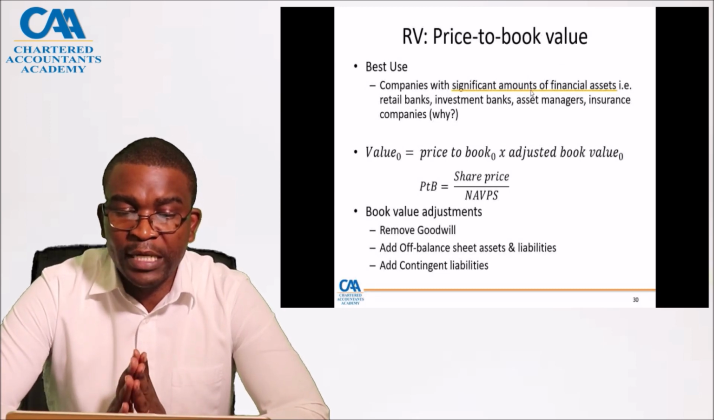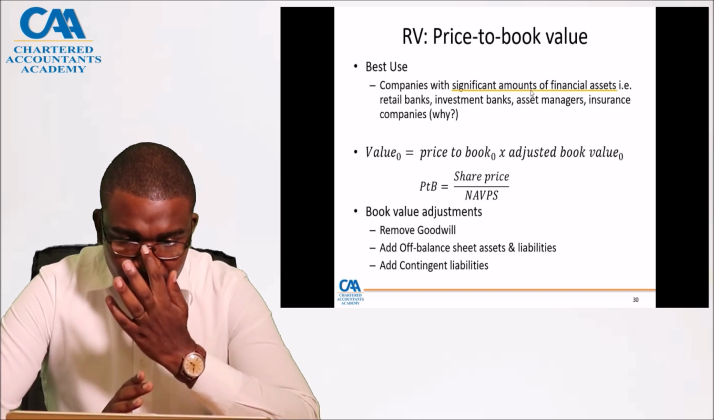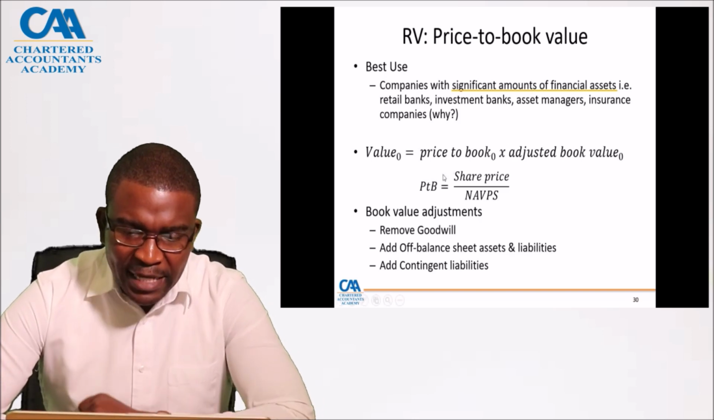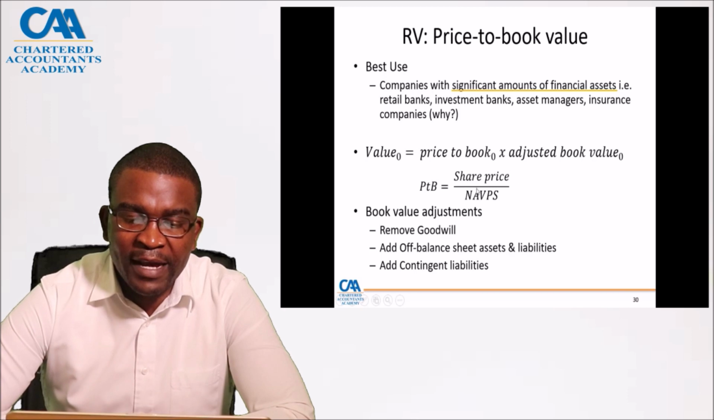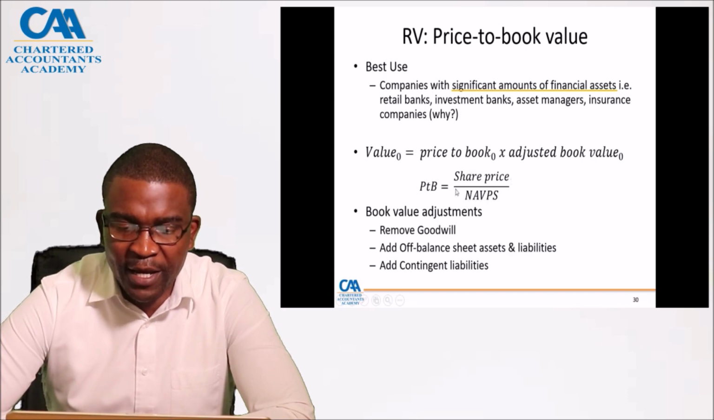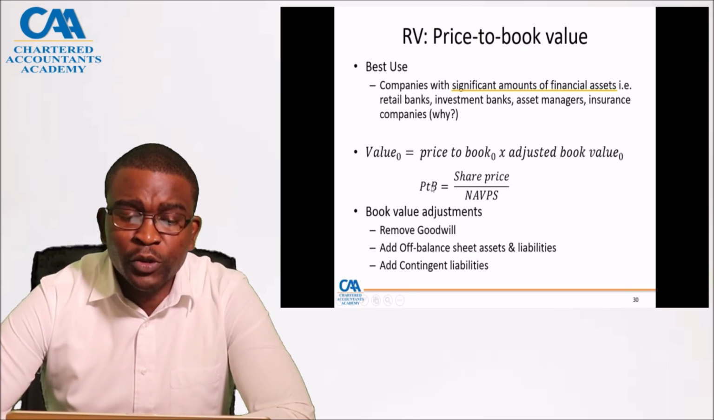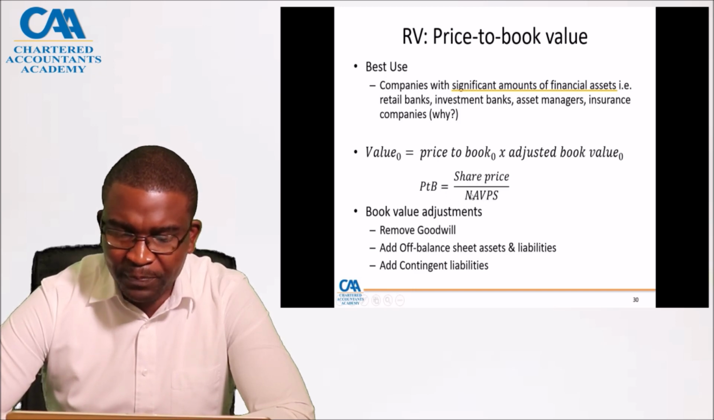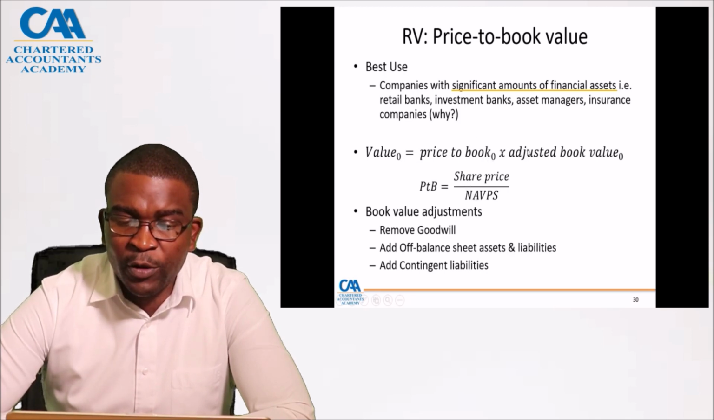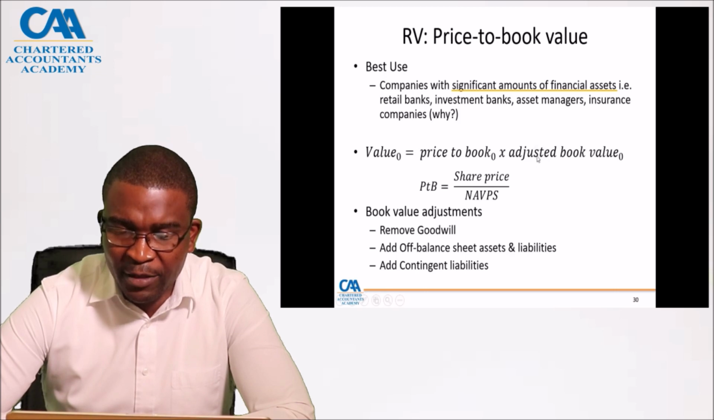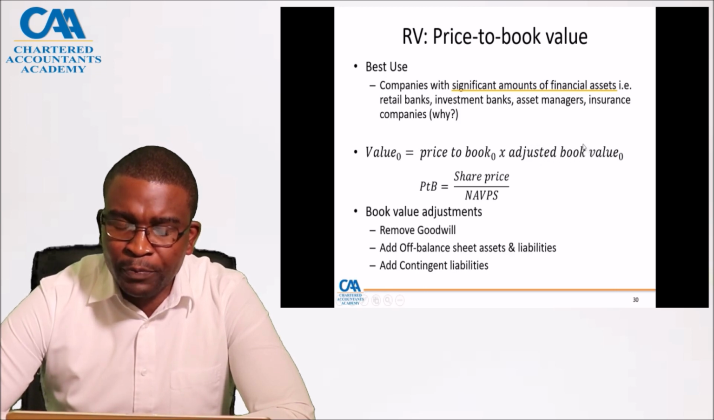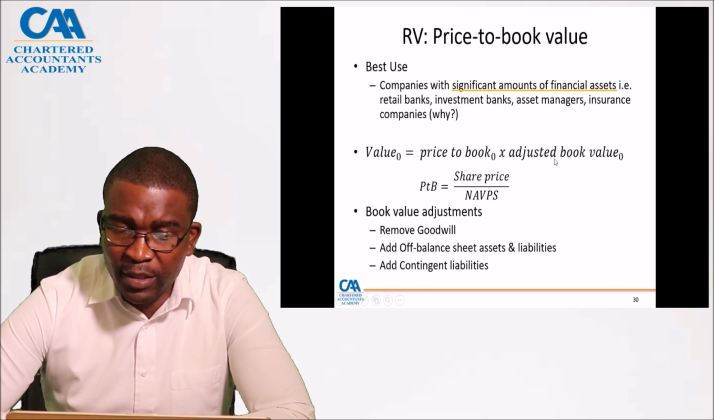This next one is the price to book ratio. Again, price to book ratio is share price divided by net assets value per share. So this one also shows the confidence, the price that people are willing to pay for $1 in net assets value that you have. You rearrange the formula, you get your price to book multiplied by the adjusted book value. So this is your accounting value, in this case, based on your balance sheet.